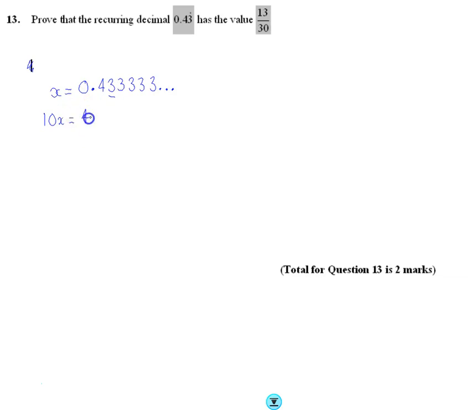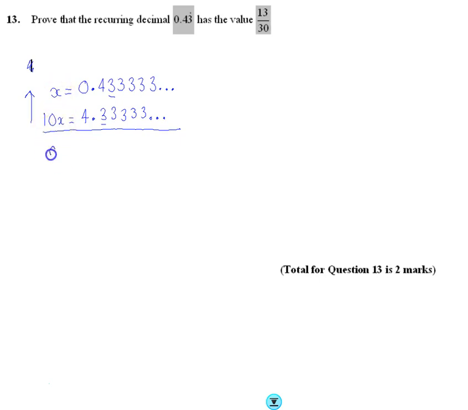Everything, all the digits shift one space to the left. So that underlying 3 is now under the 4. All these 3's shift over 1, and actually, every 3 that's hidden in here is going to shift up 1. So now, I'm going to subtract. I'm going to subtract to make my life a little bit easier.